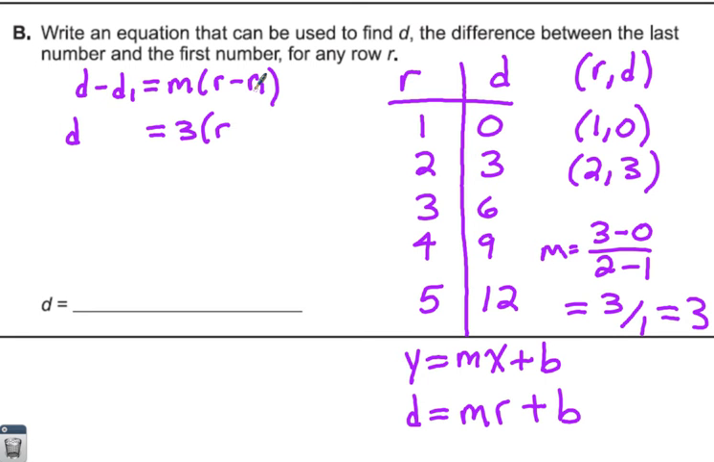So I don't know, it doesn't matter which one you pick, but I'm going to pick plugging in 2 for r1 and 3 for d1. Is that right? And then just kind of working this out real quick.